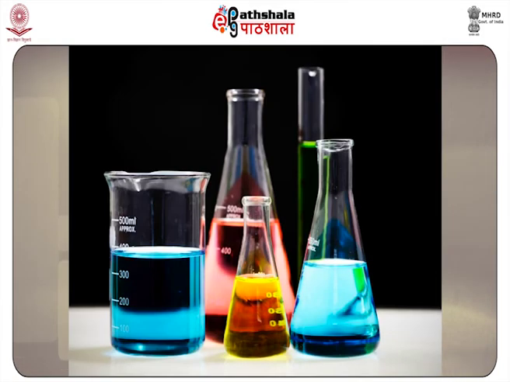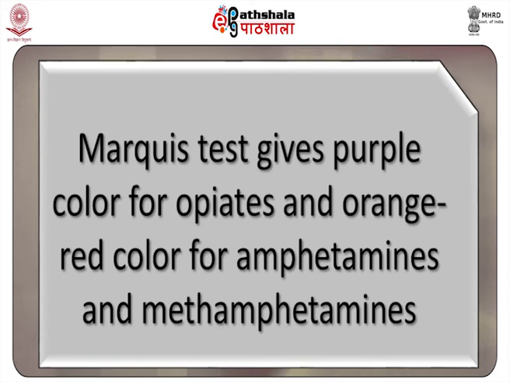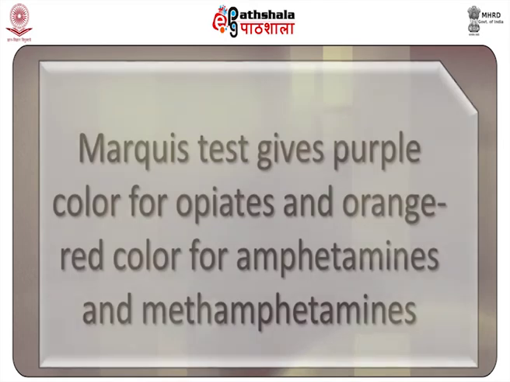Typically, different chemicals are used for each drug to be tested. Some chemicals, however, are used for more than one class of drugs. For example, the Marquis test, consisting of two chemicals, that is sulfuric acid and formaldehyde, yields a purple product for opiates like morphine, heroin, codeine and oxycodone, and an orange-red product for amphetamine and methamphetamine.